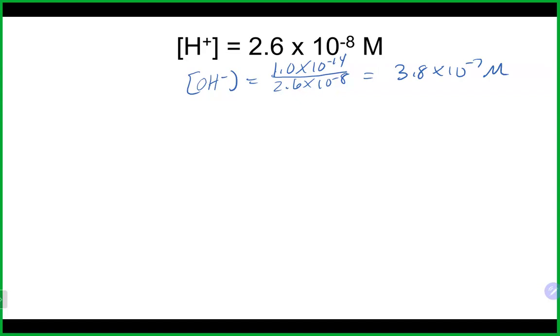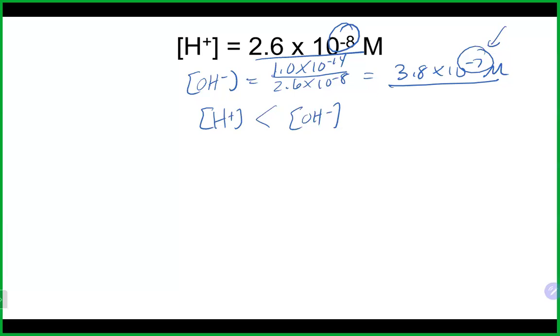Once again, we want to compare our OH minus to our H plus concentration. And really, you could probably just compare the exponents. So that's to the minus 8, that's to the minus 7. That means that the OH minus in this case is actually larger than the H plus. And that would make this solution basic. Yeah. Any questions on that one there?